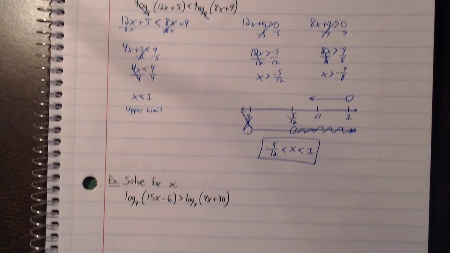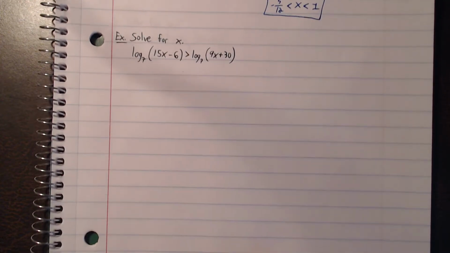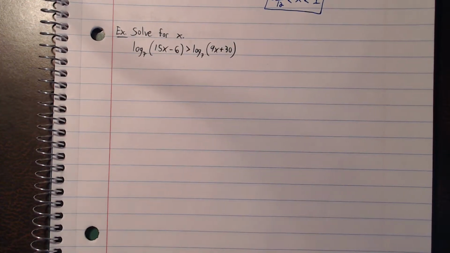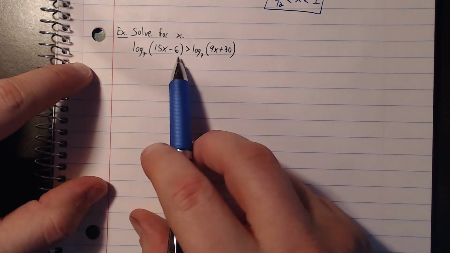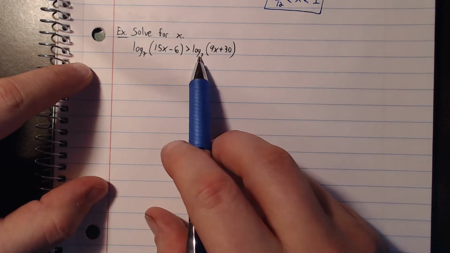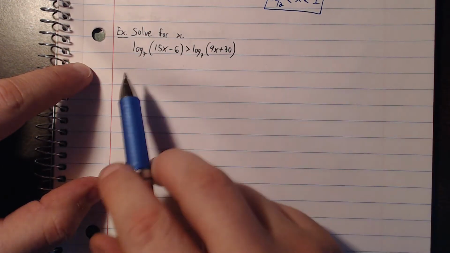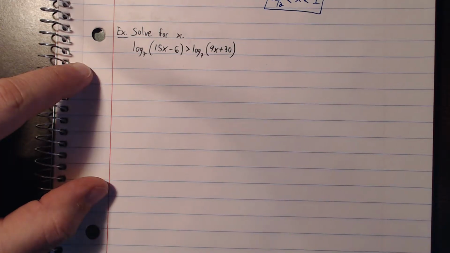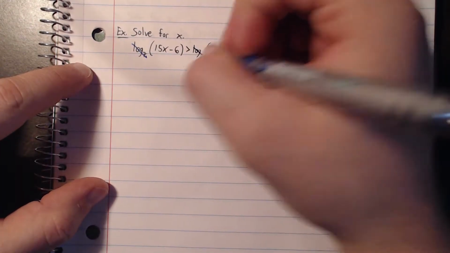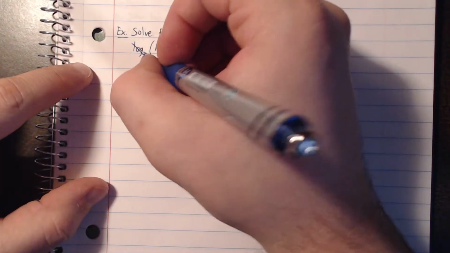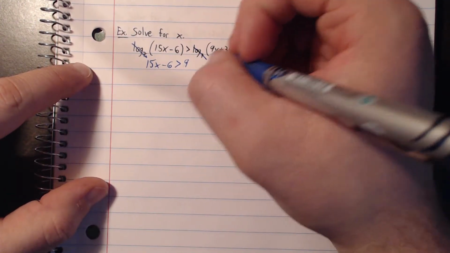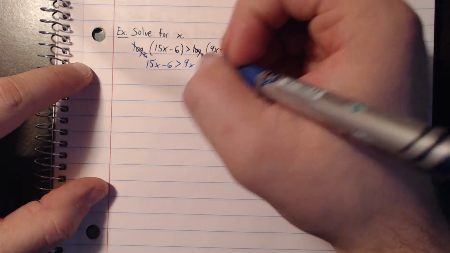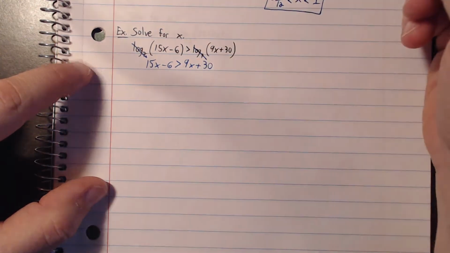Now I understand that was a lot, and I probably was blabbing a lot, but let's take a look at another example. We'll do this one together. Here we have log base 7 of 15x minus 6 is greater than log base 7 of 9x plus 30. We have the same log base, so we can eliminate those, and we get 15x minus 6 is greater than 9x plus 30.